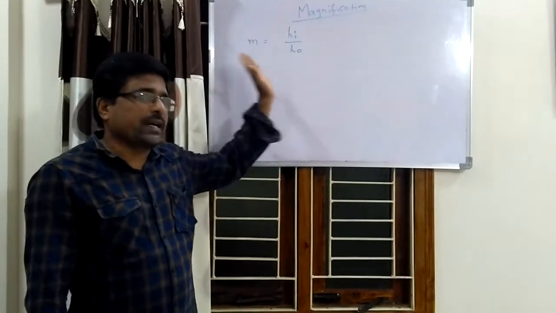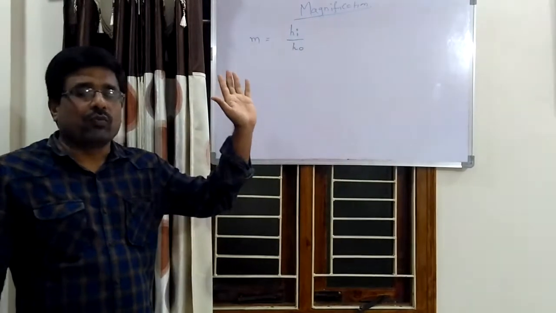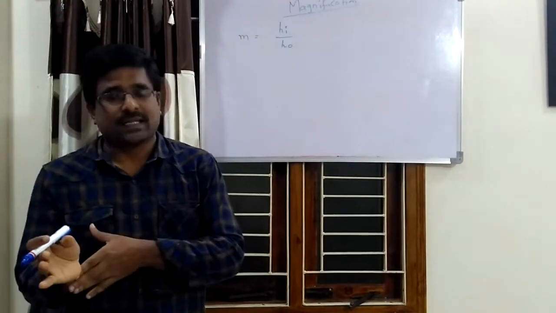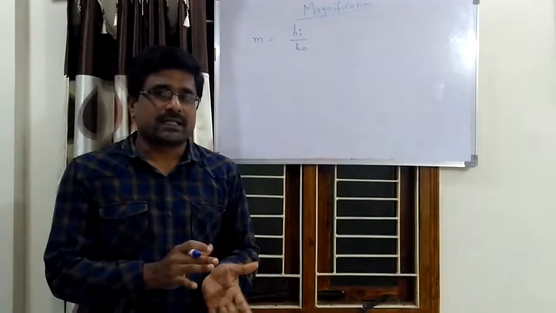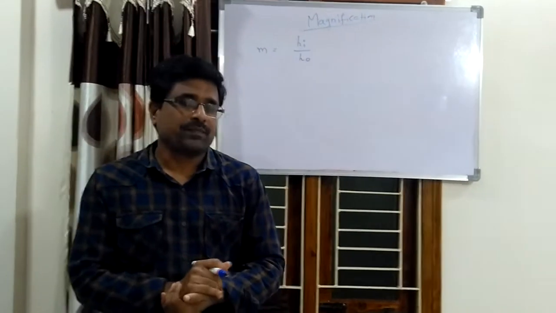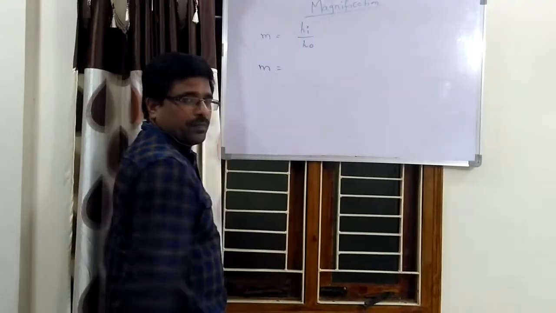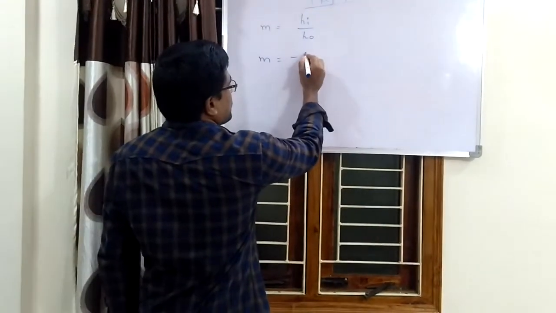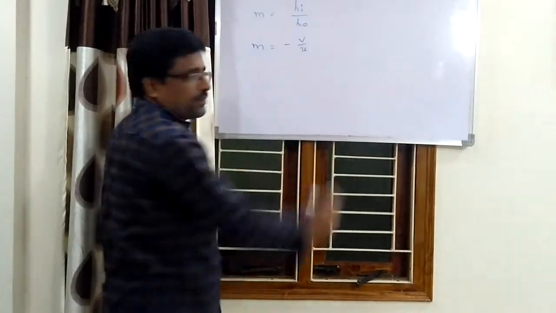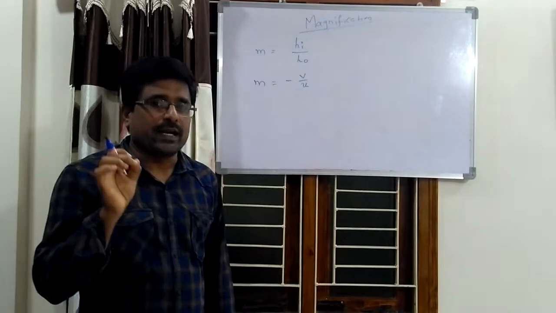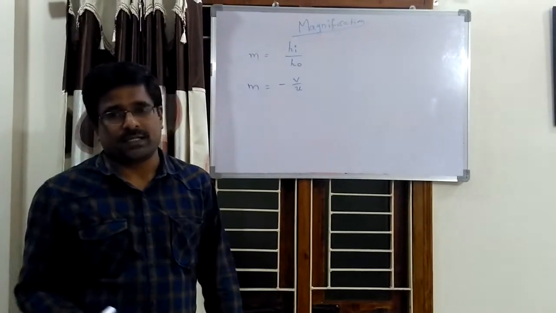It is one kind of determination. We can also measure the magnification in the form of distances, image distance and object distance. That means M is equal to minus V by U. Here V is image distance and U is object distance.